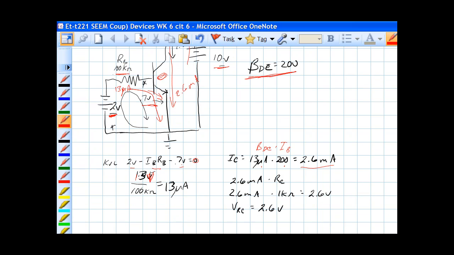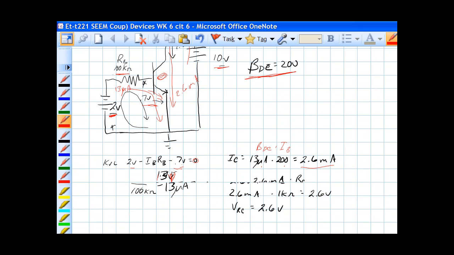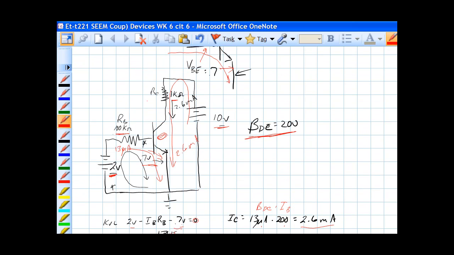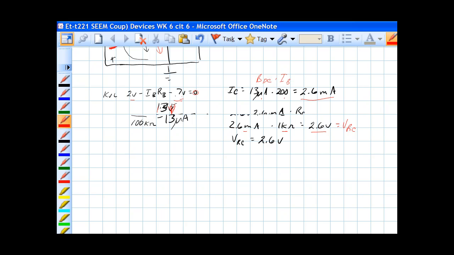What does that mean when we're talking about the voltage drop across this? That means 2.6 milliamps times 1 k ohm. There's a 2.6 volt drop across RC. Hmm. Well, how can that be? What is the rest of this? Because it has to be a KVL loop.